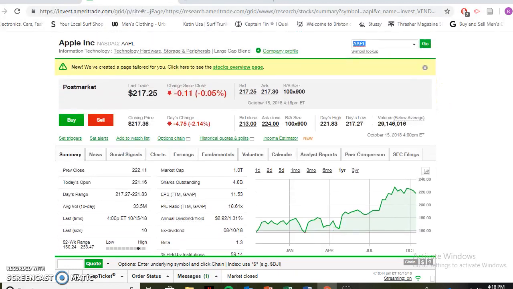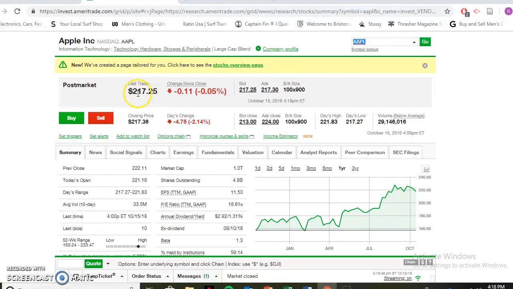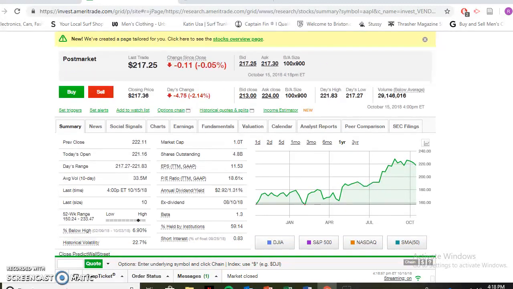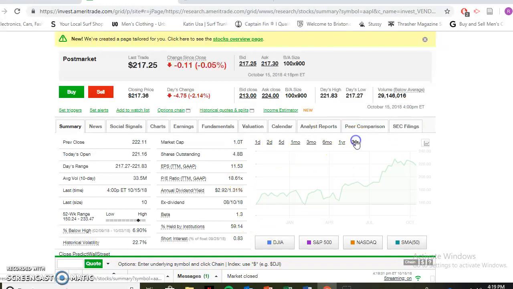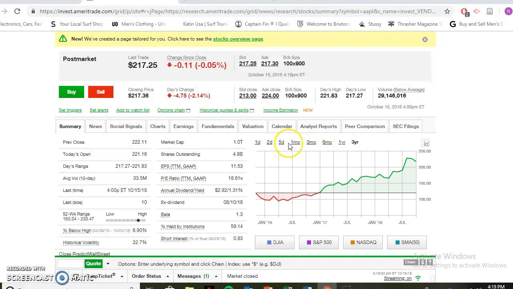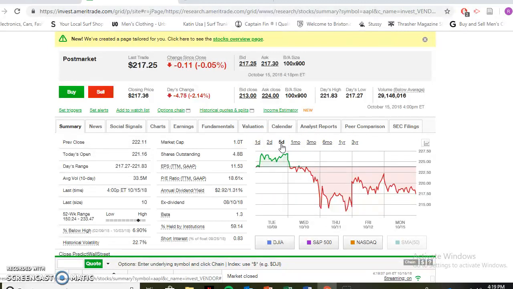And after doing that, you can see the price is currently trading at $217.25. It's down $4.75 on the day. So if you invested earlier, you'd be losing money currently. You can check to see how it's done on the year, 3-year period. Even if you want to just do the past, maybe five days, you can see how it's doing.